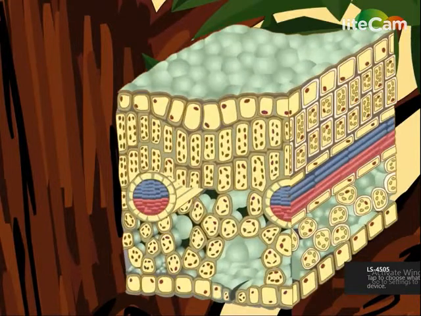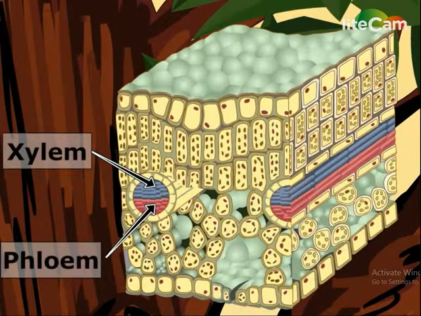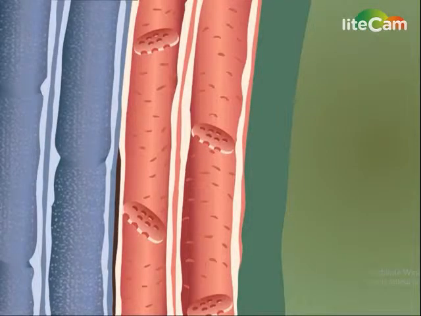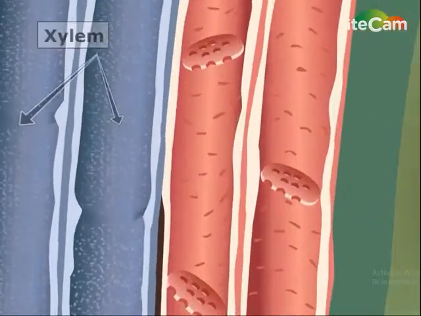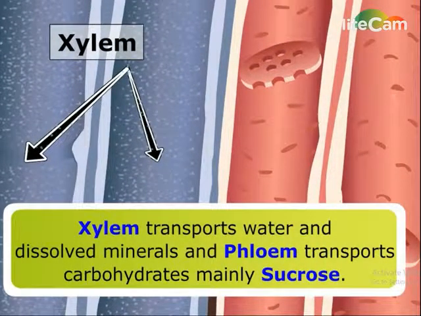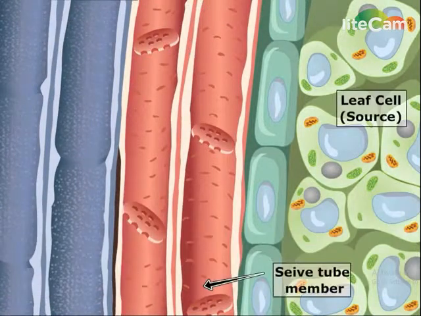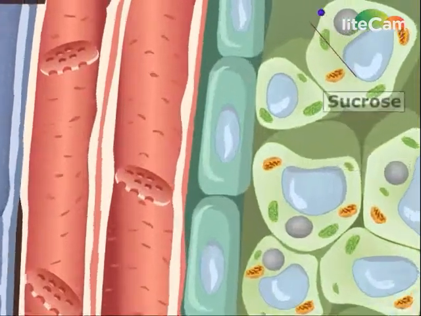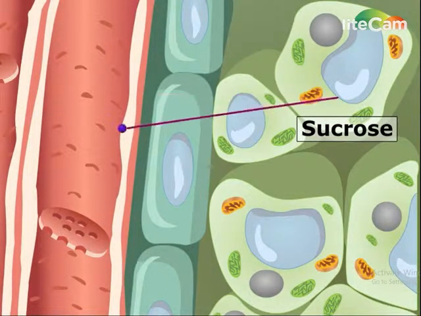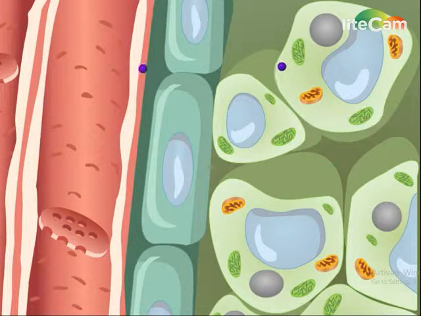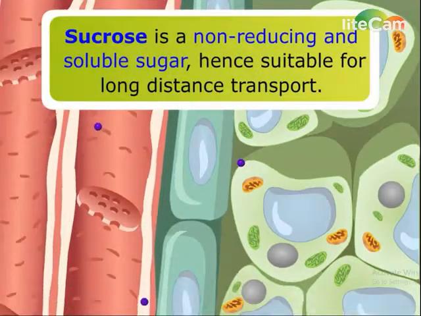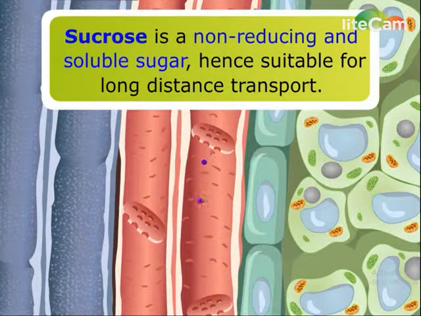There are two kinds of vascular tissues in the plants: the xylem that transports water and dissolved minerals, and phloem which transports carbohydrates, mainly sucrose. Although glucose is the product of photosynthesis, it is not suitable for transport because it is a chemically active reducing sugar, while on the other hand, sucrose is a non-reducing and soluble sugar.